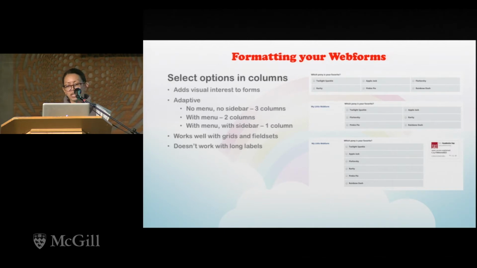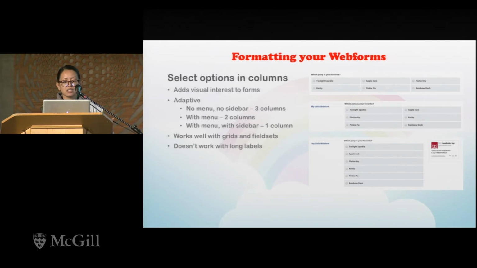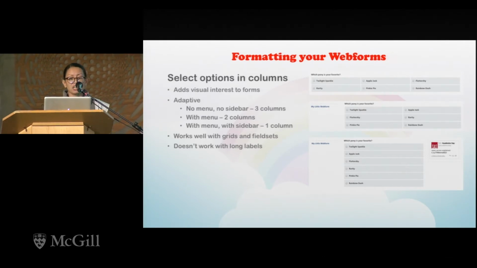Now, this is a really cool way of breaking up long forms by adding visual interest. And you don't even need to think about it because it's adaptive, which means that the number of columns changes depending on whether you have menus or sidebars or not. So the first example here at the top, you're getting 3 columns because there's no other elements on the page, and then followed by an example, 2 columns, because you have a vertical menu on the side, and then finally an example of a 1-column set of select options because you have both the vertical menu and the sidebar block.